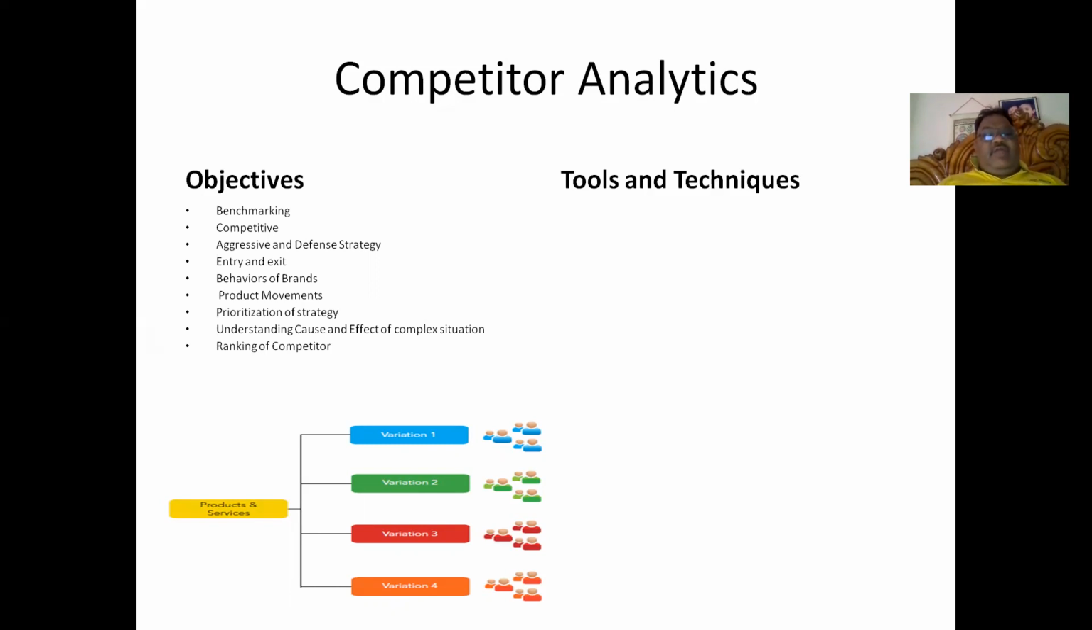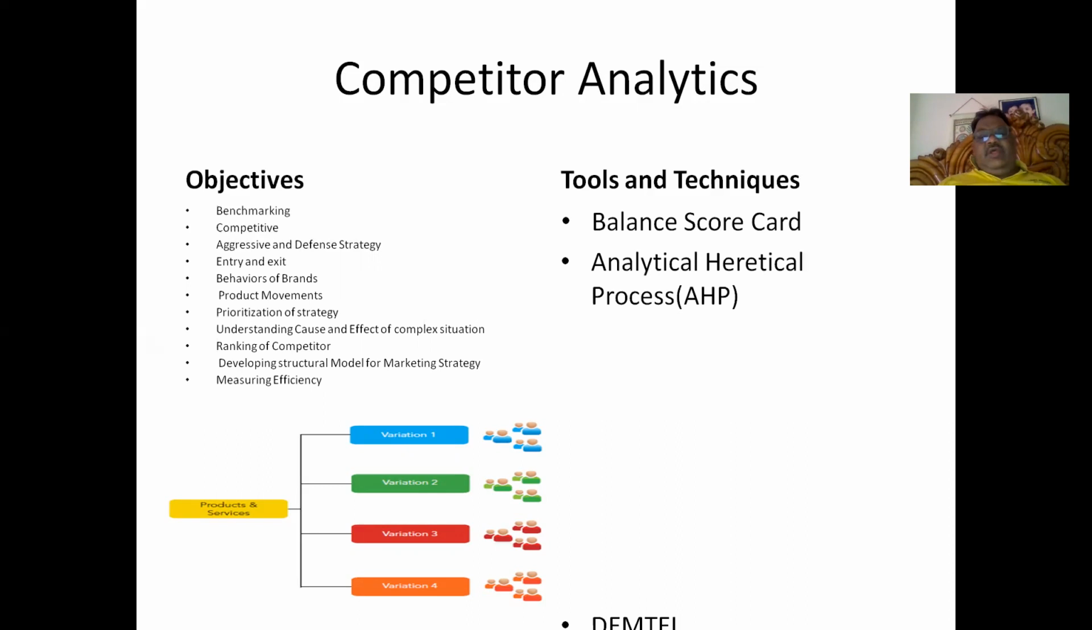Then, if you want to rank your competitors, develop a structural model of marketing strategy, and measure efficiency, your objectives are to meet benchmarking and competitiveness, whether to go aggressive or defensive, entry and exit, how the brands will be affected, how products are moved, and what priorities to use to get more and more profit, to know cause and effect, to rank your competitors, develop a structural model and measure efficiency.